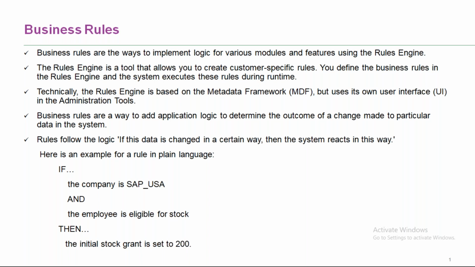Okay. Now, how to write these business rules? Now, business rules, these logics can be applied using if and then. If you are doing this, then trigger that. If you are doing that, then trigger this. So you need to write a logic using if and then.